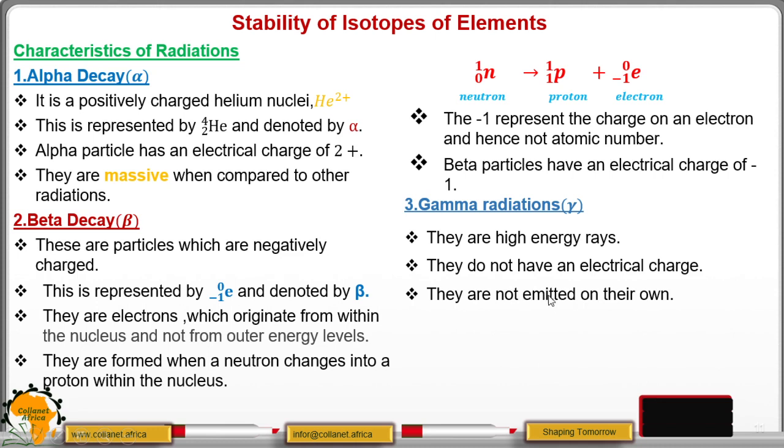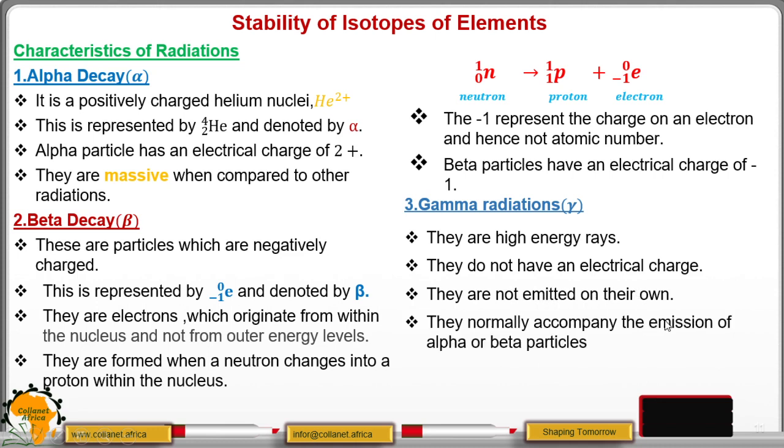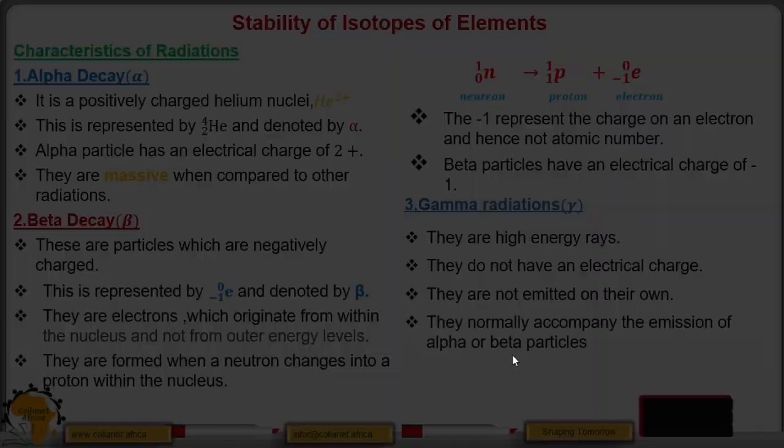And they cannot be emitted on their own. They always accompany the emission of alpha or beta. So it implies that if a radioisotope is undergoing decay, it can emit alpha, and that alpha is accompanied by gamma. So in other words, we are saying gamma radiations cannot be emitted alone. They always accompany either alpha or beta radiation.